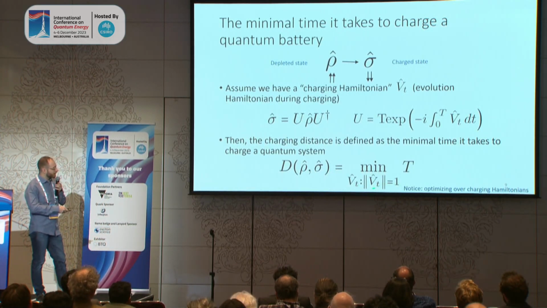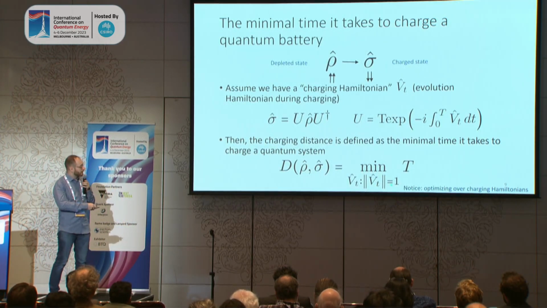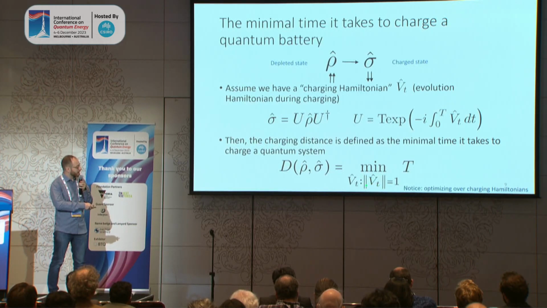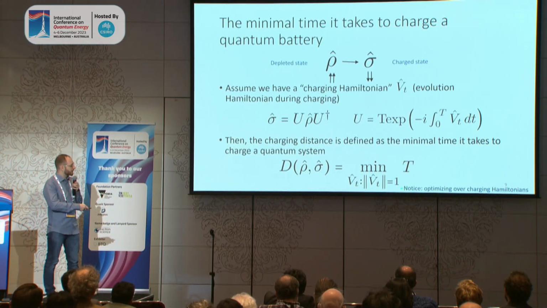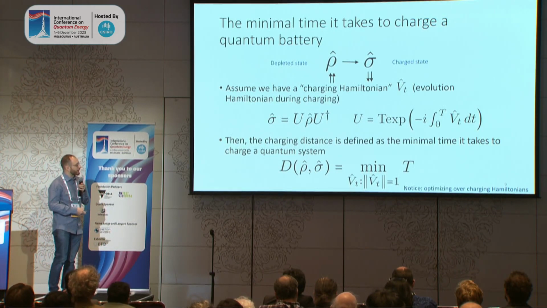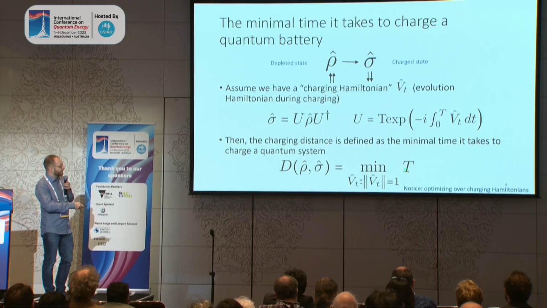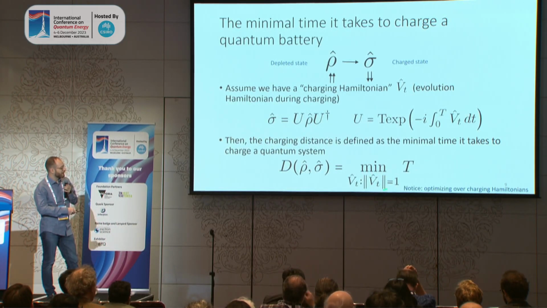You can think of this operator norm as some kind of voltage, because if it is not equal to 1 but equal to 2, then you can charge twice as fast. So this is the notion of equal footing. We can set it to 1, and then if it is some other number, we know we just multiply, or actually divide, the time it takes to charge by that number. And notice this is optimizing over charging Hamiltonians. And again, this is unitary evolution.